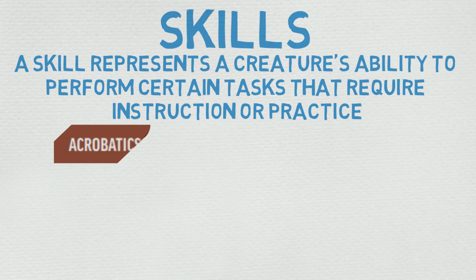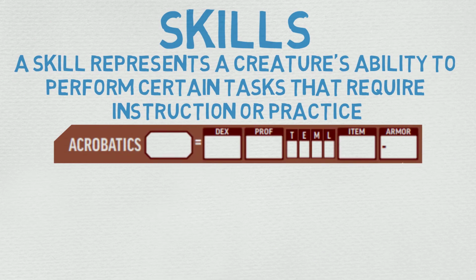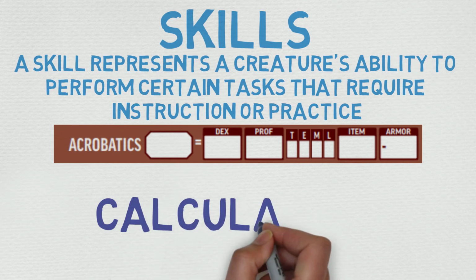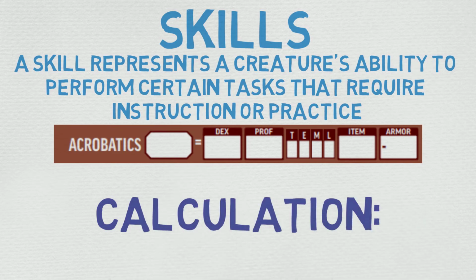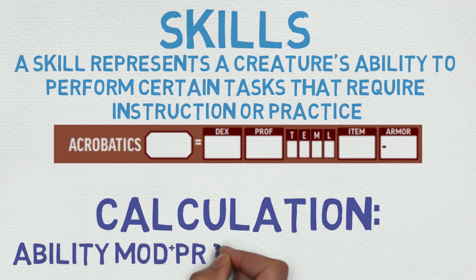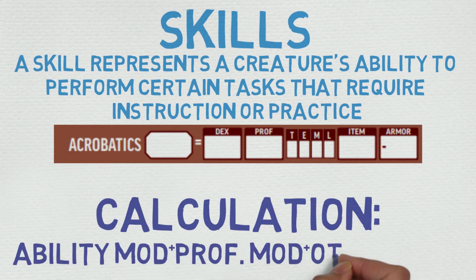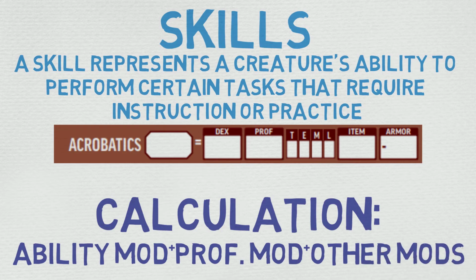Now let's move on to skills. A skill represents a creature's ability to perform a certain task that requires instruction or practice. For the example, we're just going to take a look at acrobatics. It's pretty nice because all the skills are basically spelled out for you. The calculation is the ability mod plus any proficiency modifier and any other modifiers through items or anything of that nature as well. Overall, it's all really easy to understand, but worth going over at this step.